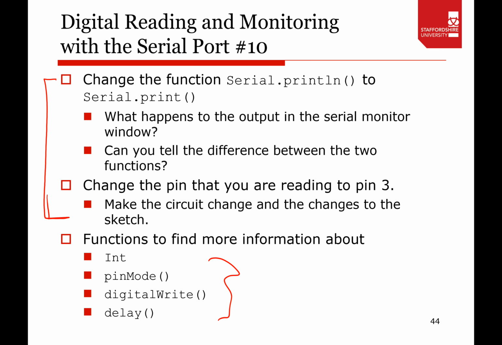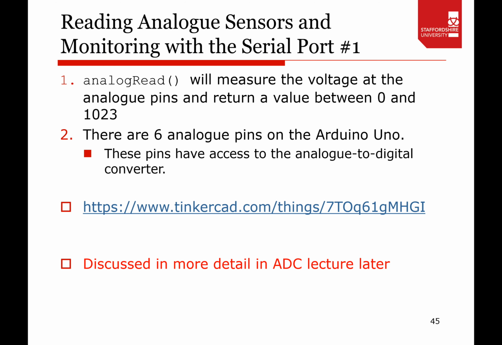So the next example is going to be reading analog sensors and monitoring with the serial port. We're going to look at the analog read function, and this will measure the voltage at the analog pins and return a value between 0 and 1023. Why 0 and 1023? Well, it is 1024 combinations.